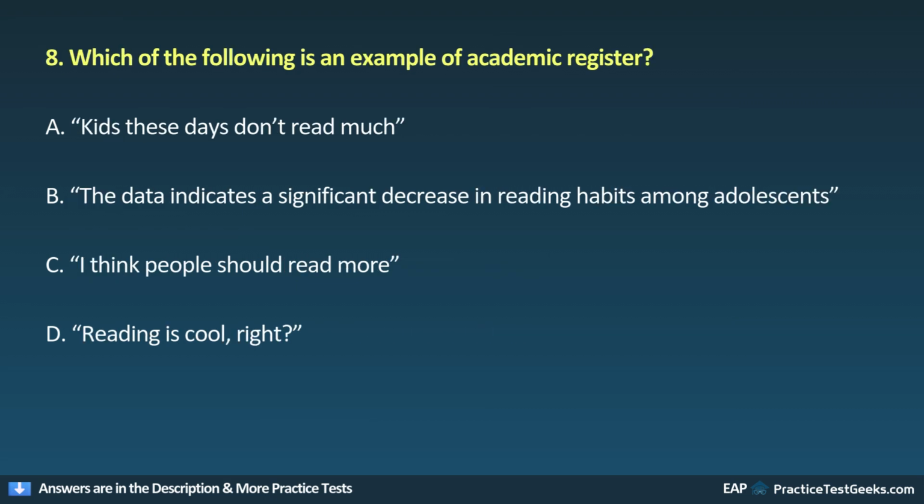8. Which of the following is an example of academic register? A. Kids these days don't read much. B. The data indicates a significant decrease in reading habits among adolescents. C. I think people should read more. D. Reading is cool, right?